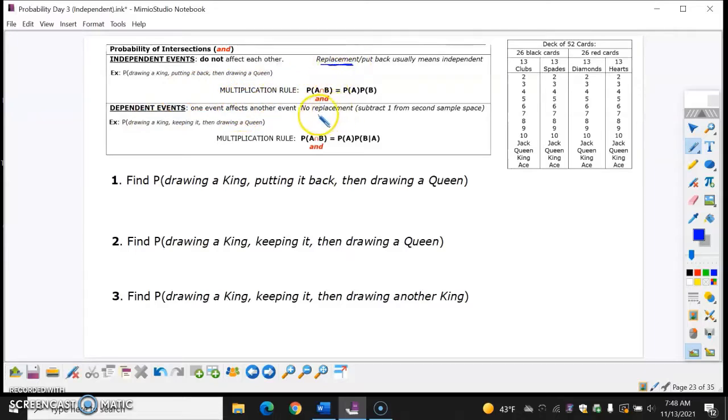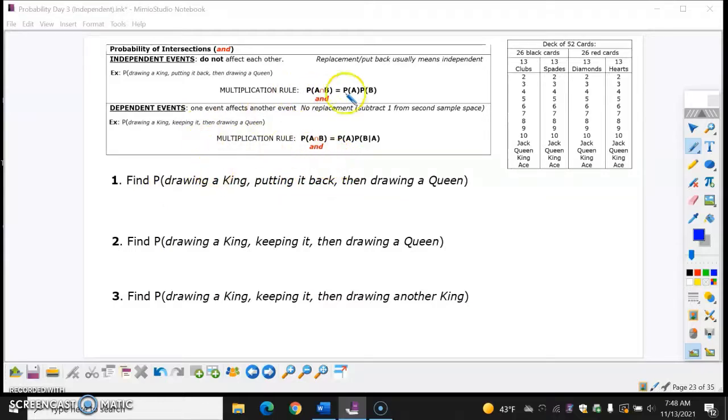Remember, replacement usually means independent. What does that mean? If you draw a card and then you replace it before you draw another card, that's going to change. If you draw a card and keep it, then the probability of drawing that second card would be changed. All right, so let's use the multiplication rule, and we just have to decide if events will be independent or not. So the probability of drawing a king, putting it back, and then drawing a queen.